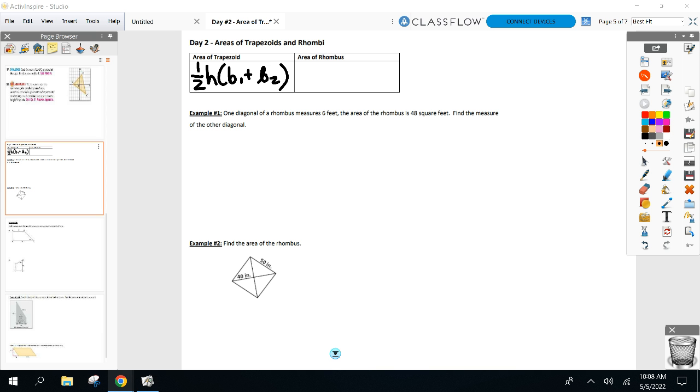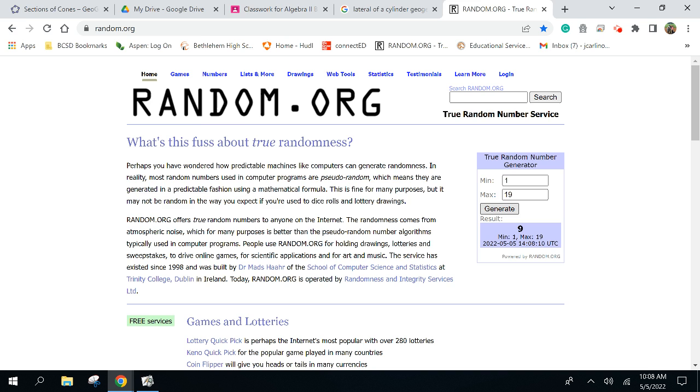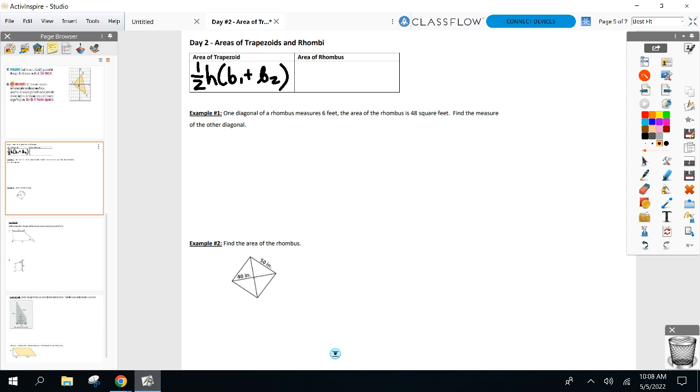Area of a rhombus. 1/2 of the first diagonal times the second diagonal. Make sure we're multiplying the diagonals. Please make sure we're multiplying the diagonals and multiplying it by 1/2. All right, good. All right, good work.